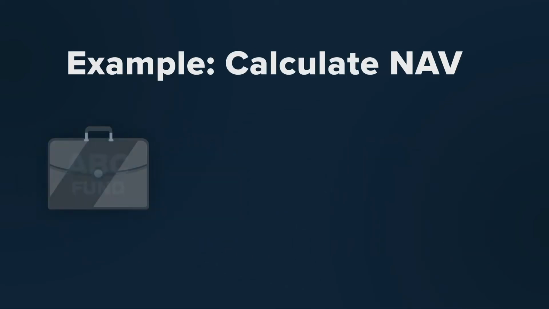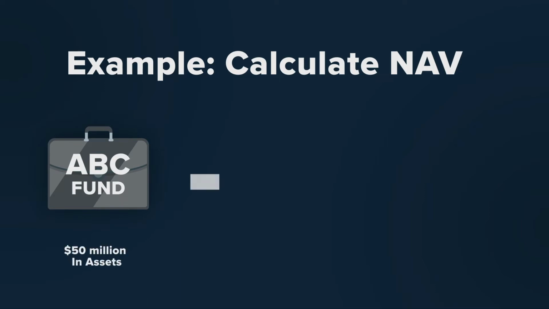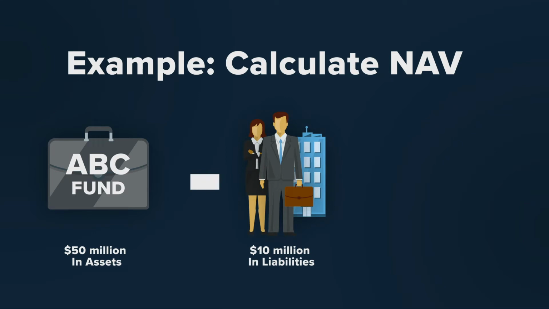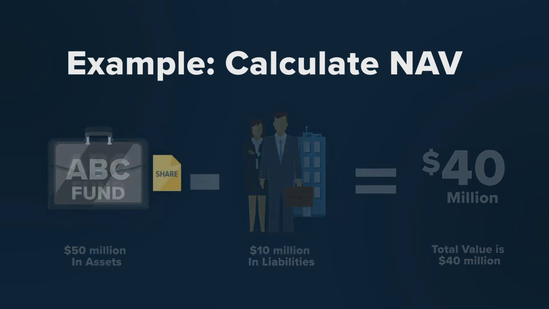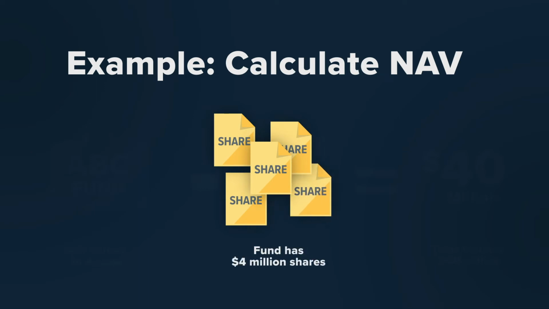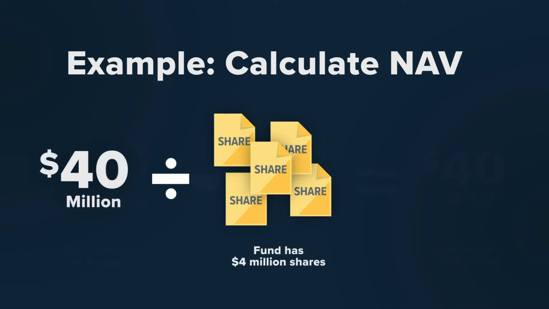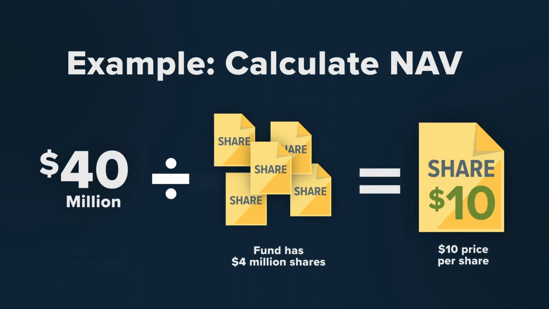Here's an example. ABC Mutual Fund has $50 million in assets and $10 million in liabilities, and so its total value is $40 million. This fund has 4 million shares outstanding. Dividing the fund's $40 million in assets by the 4 million shares outstanding provides the price per share of $10.